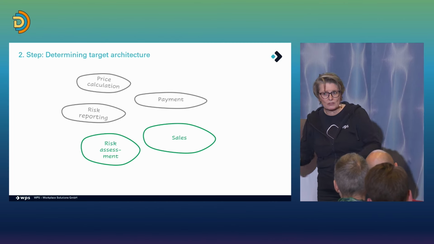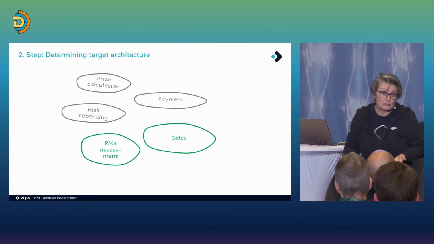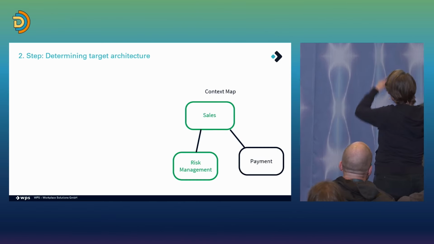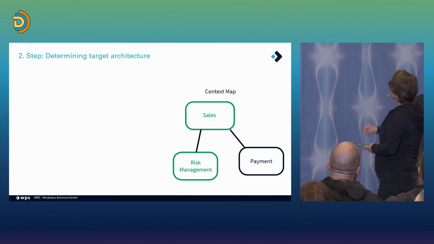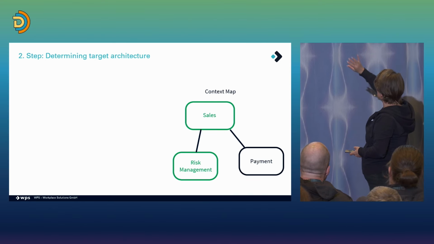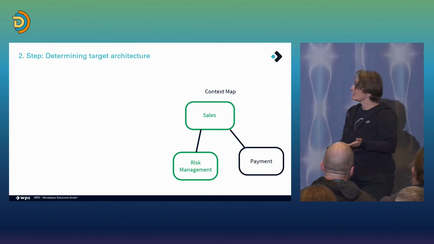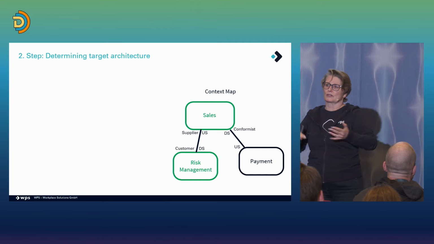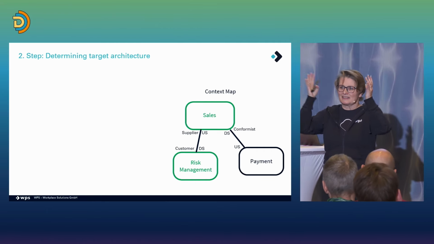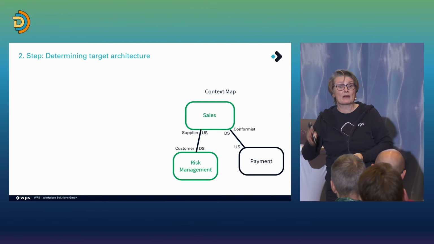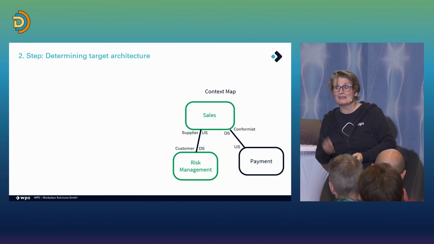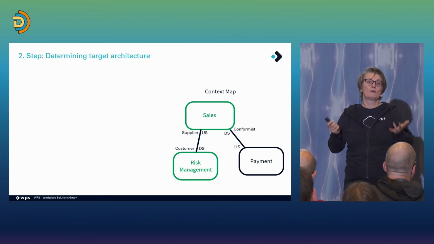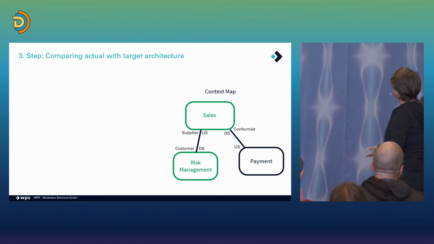And then, of course, you all know that. What do we do if we follow domain-driven design? We create a context map. I reduced it to 3 again here: sales, risk management, and payment. And we start to discuss with them the context mapping. How do they work together? So this is the target architecture. This is where I want to go from a domain perspective. And then we compare it with the actual system.